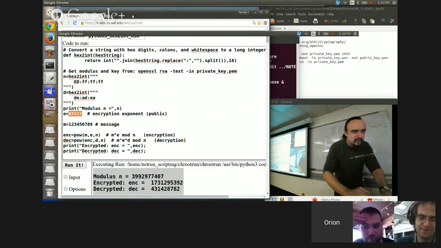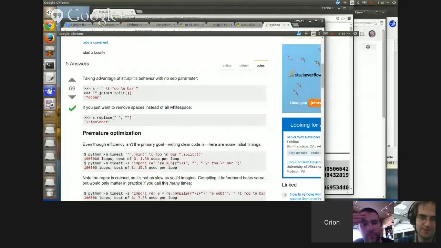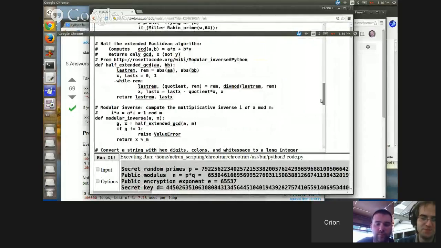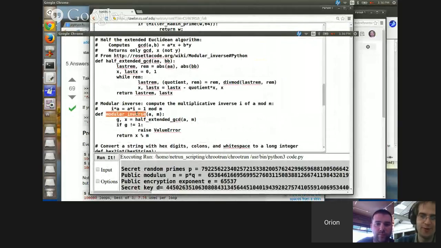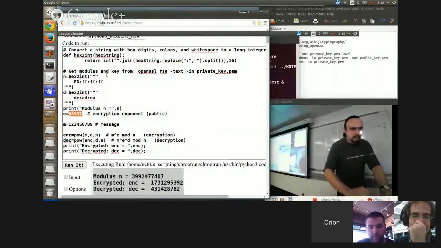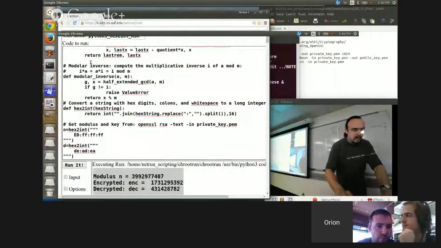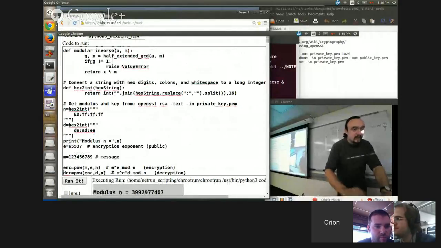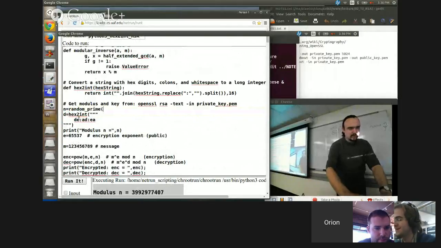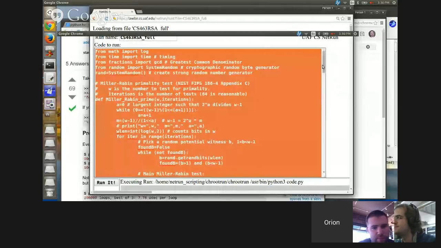So let me paste in some code. Here we get, I need modular inverses, and I'm going to need a way to find primes, so that's all this garbage here. So I'm just going to paste that stuff in. Okay, so I need a way to find big primes, so I'm going to do that right here. Let's see, find a prime. If I can remember what I call the function.